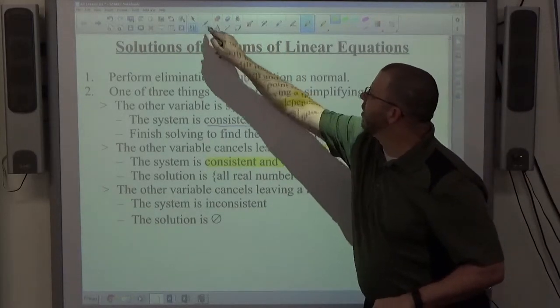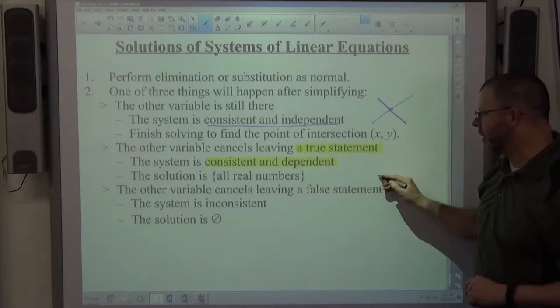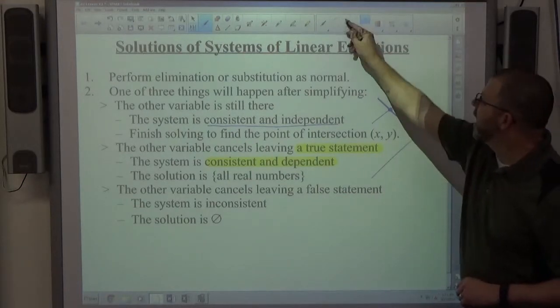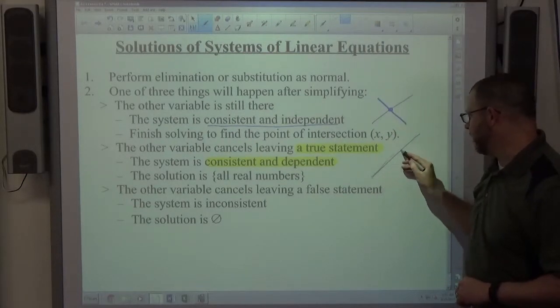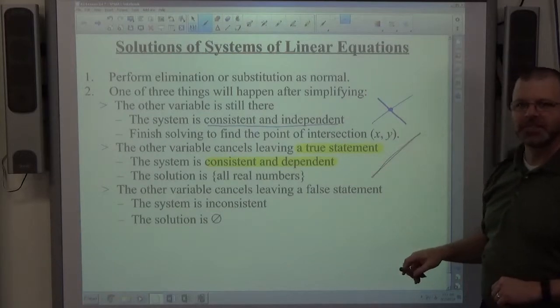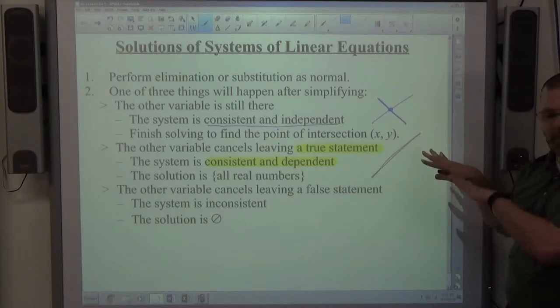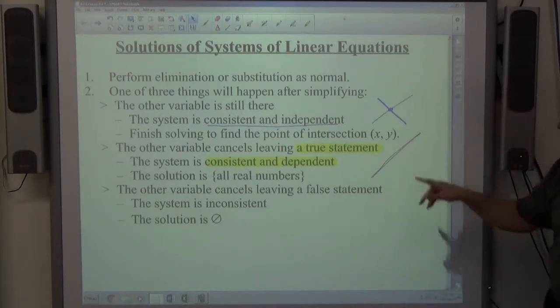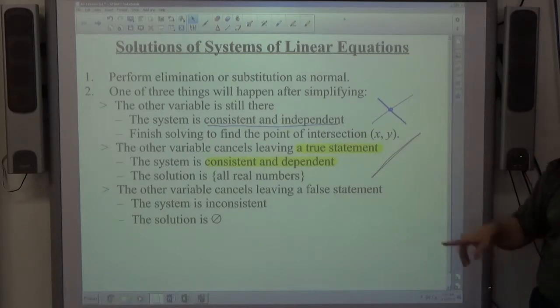Graphically, what's happening there is equation 1 creates a line, and equation 2 creates the same line. Pretend those are the same line. They're supposed to lie right on top of each other, but pretend they are. That's what consistent dependent means. That means that any solution for one is a solution for the other. They're all the infinity points of intersection.